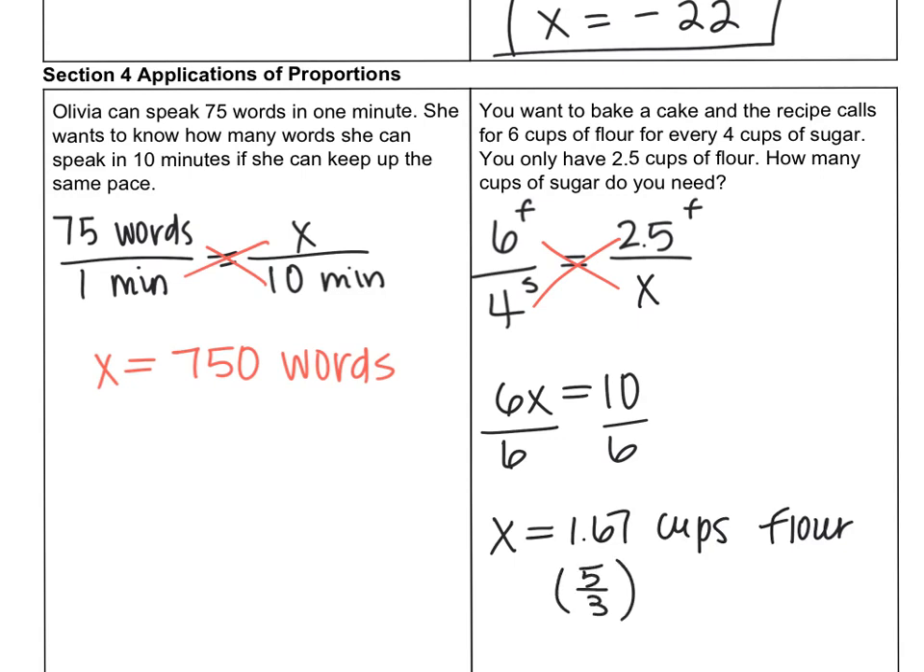But in this special case, for a recipe and you have units that are cups, I will allow a decimal answer. But also our original problem contained decimals. 2.5 is a decimal. Let me know if you have any questions before you take the quiz.